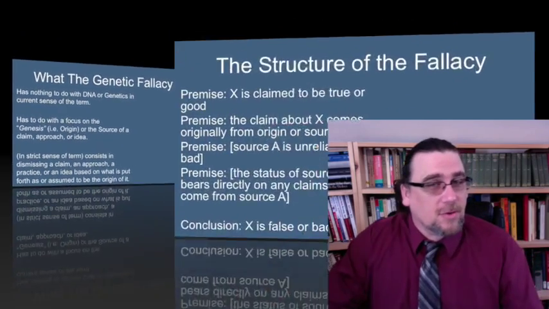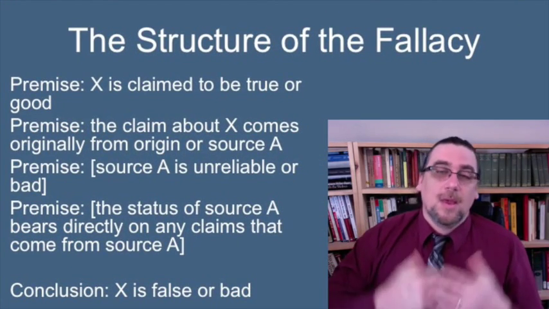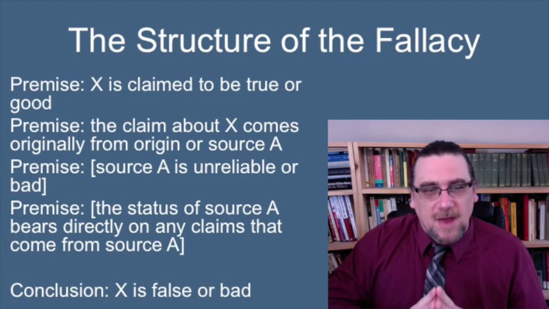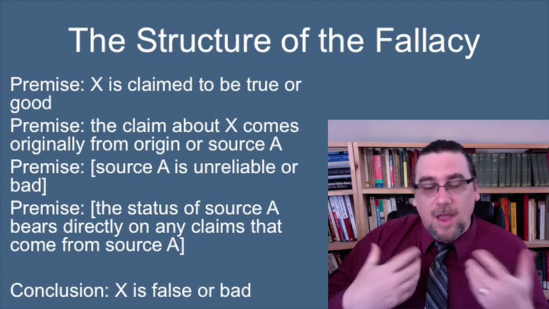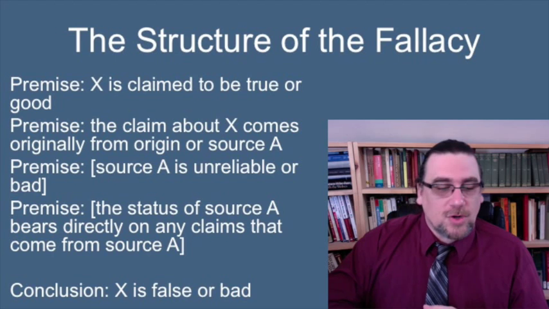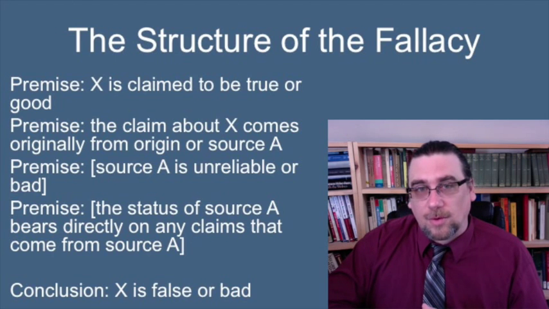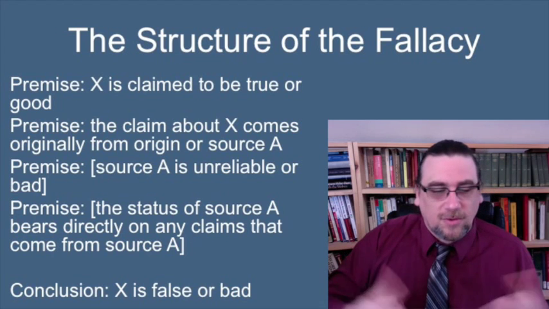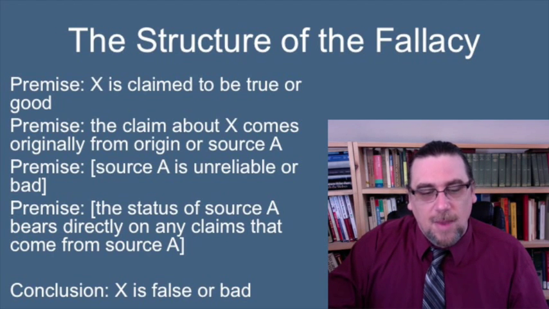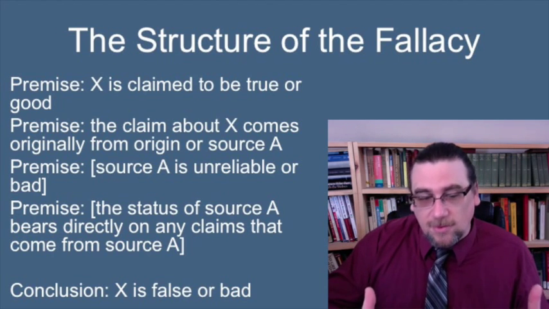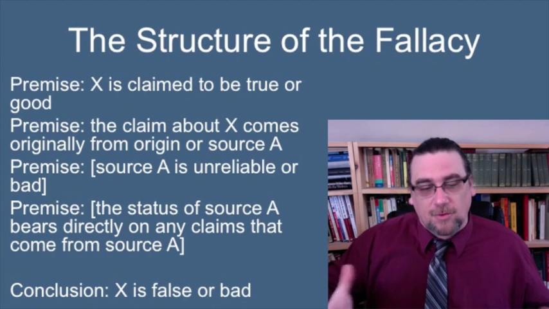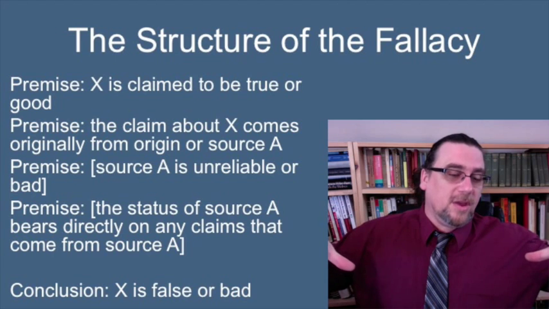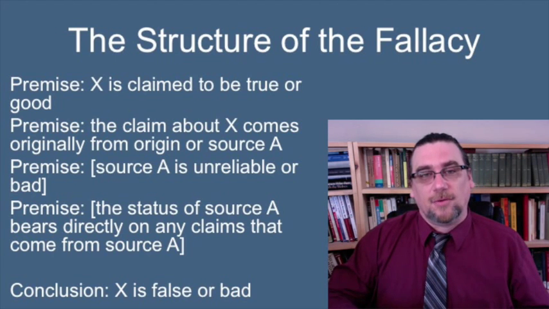Now, the structure of the fallacy. How is this set up? X is being claimed to be true or good or some other value like that. And the claim about X comes originally from origin or source A. We're going to say a hidden premise is source A is unreliable or bad. Another hidden premise is going to be the status of source A bears directly on any claims that come from source A. So you put all these together and you can get X is false or bad.